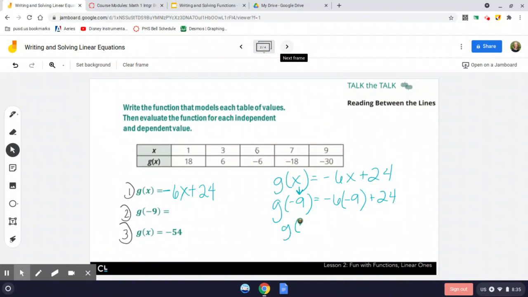So g of negative 9 equals negative 6 times negative 9. A negative and a negative with multiplication make a positive, and 6 times 9 is 54, plus 24. Okay, hopefully I did my math right in my head. Okay, so what does this mean? When I add 54 and 24, I get 108, but what does that mean? We don't know what this table is about, but we know that when the input is negative 9, the output is 108.